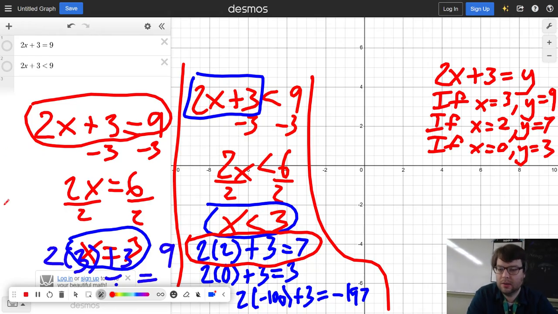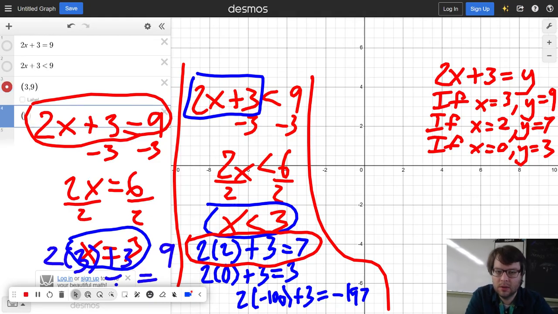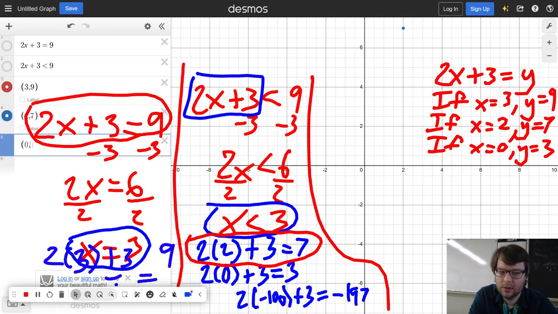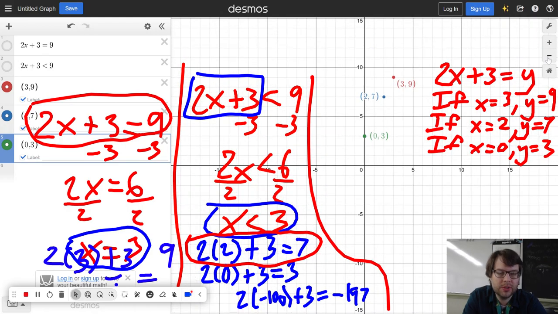Those are all 3 points on the graph. And I'll show you what those 3 points look like. X is 3, comma, y is 9. X is 2, comma, y is 7. X is 0, comma, y is 3. Looks like I need to zoom out a tiny bit. But you can see those 3 points are solutions to our 2-variable equation.